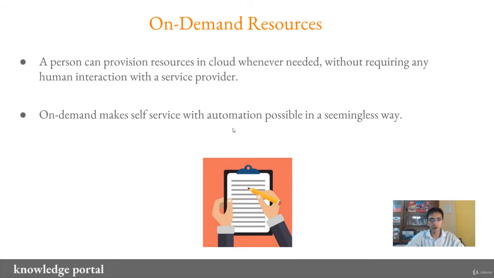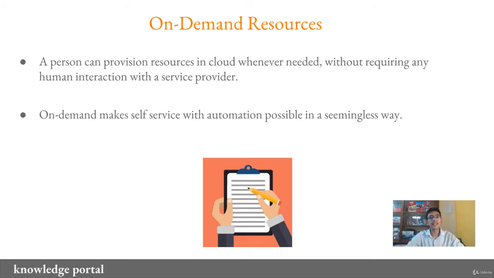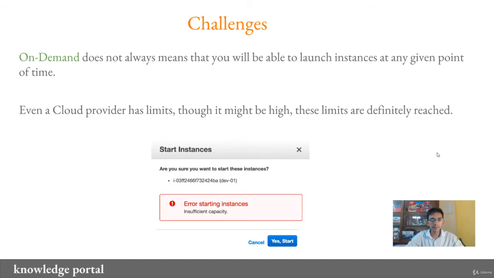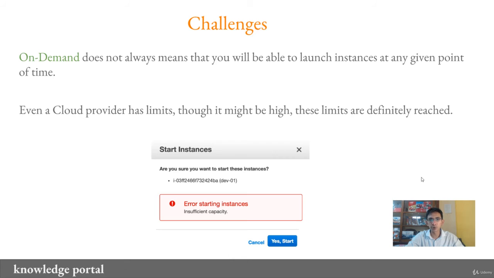But do remember, I have also added this as a subtitle here, that cloud is not unlimited. We already discussed that cloud behind the scenes is a data center. So there are servers which are running, and on top of that, you have the virtualization layer. Many times, when you try to launch a server in AWS, you would typically see this specific error, which states: error starting instances, insufficient capacity. So do remember that even the cloud provider has a higher limit. It may be much higher, but there is always a limit even for the cloud service provider.